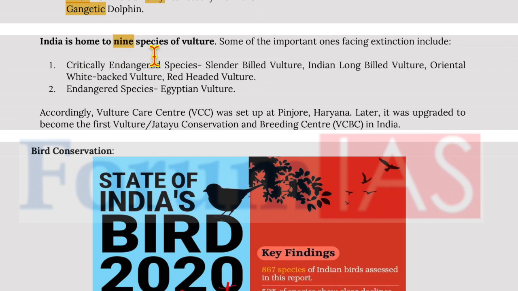Now, India is home to 9 species of vulture. Some of the important ones facing extinction include the critically endangered species: slender-billed vulture, Indian long-billed vulture, Oriental white-backed vulture, and red-headed vulture, which is the mafia of vultures. Now, endangered species include Egyptian vulture.